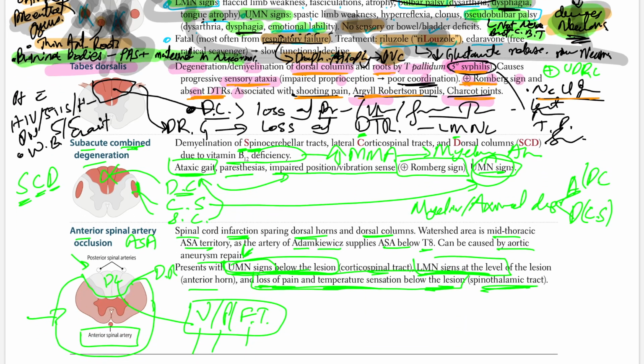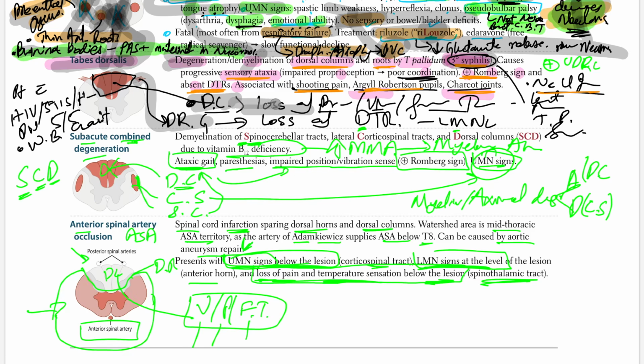Let's talk about now tabes dorsalis. Tabes dorsalis is due to tertiary syphilis, neurosyphilis, which is going to degenerate and demyelinate the dorsal column and the dorsal root ganglia. When you hit the dorsal column, you're going to have a loss of proprioception, and that leads to poor coordination and positive Romberg sign. Right? When it hits the dorsal root, it's going to give you loss of deep tendon reflexes, which is the lower motor neuron lesion, right?